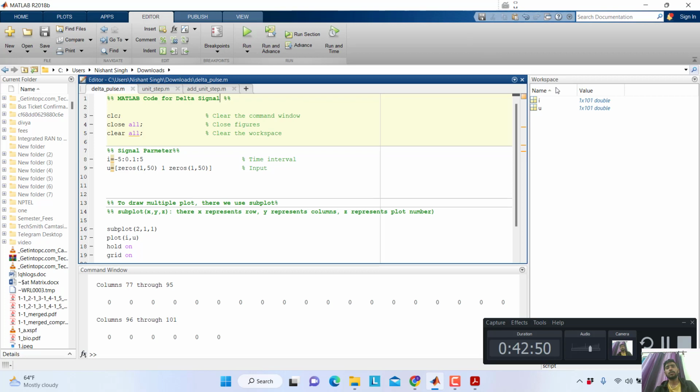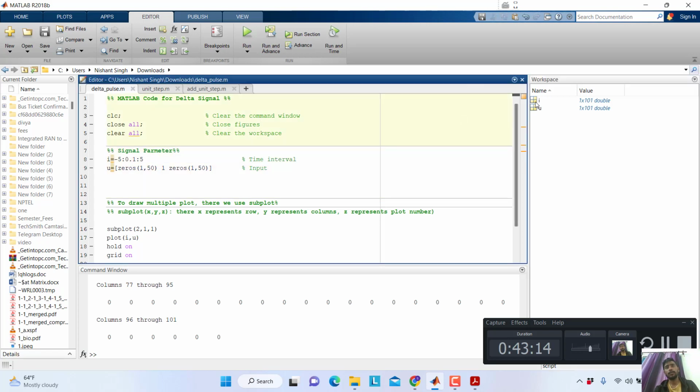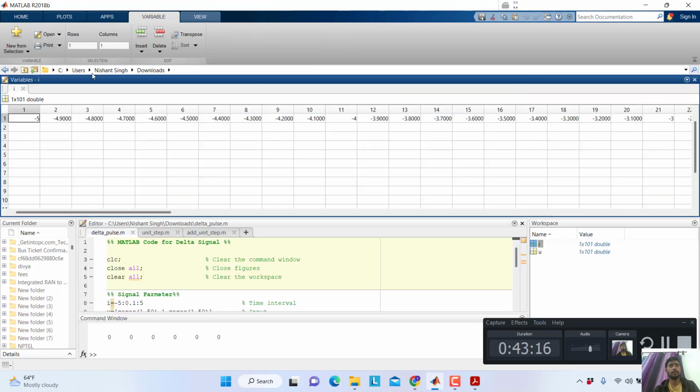first we'll cut it. You can see from -5 to 5, with a spacing of 0.1, we get 101 values. So we consider the input matrix. It shows our time interval. We can check the size of this I, it is 1 by 101. So we take a gap of 0.1: -5, -4.9, -4.8, -4.7.